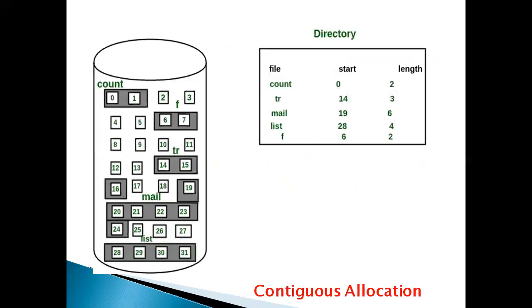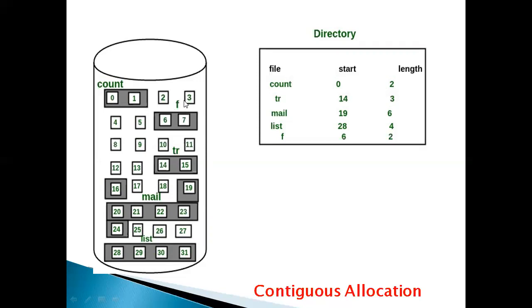This is the image of contiguous allocation. This is a disk consisting of blocks 0 to 31, and this is a directory. It consists of the file name, starting address of the block and length of the block. See the first file, its name is count. The starting address of the block is 0 and the length is 2, so it will be allocated as blocks 0 and 1.